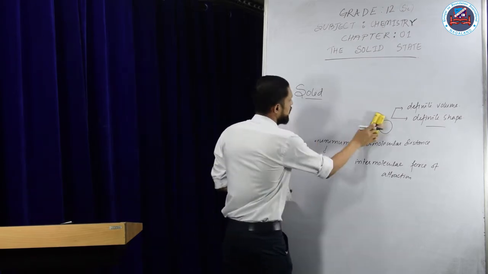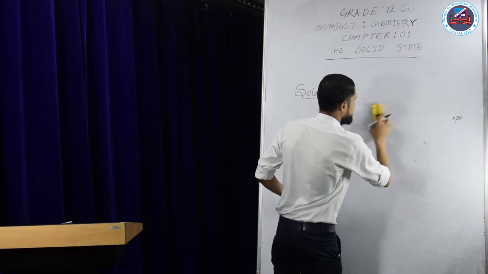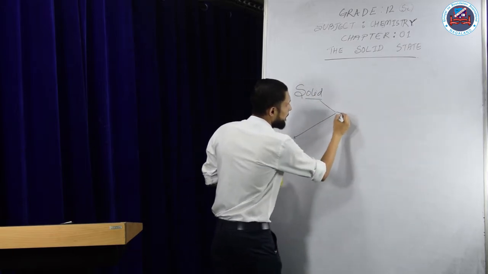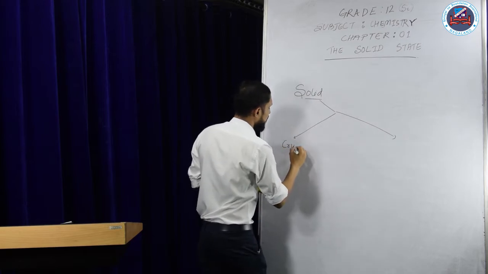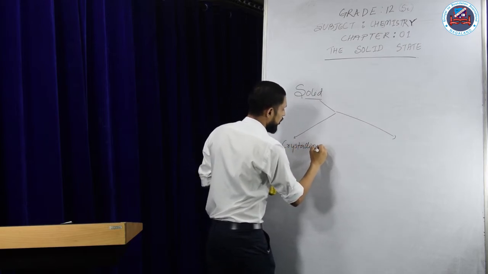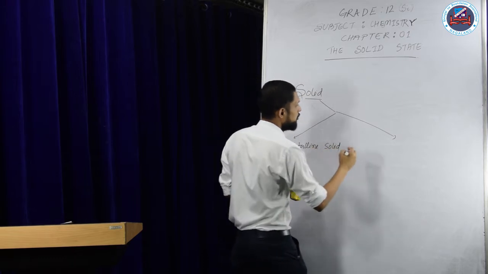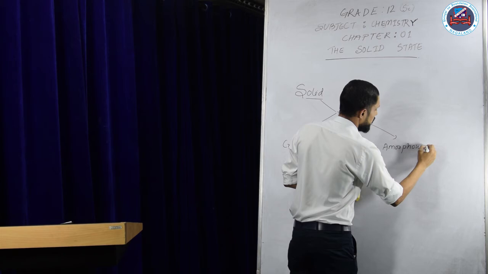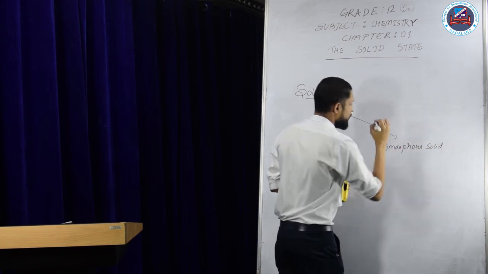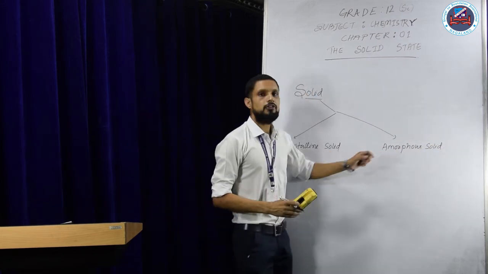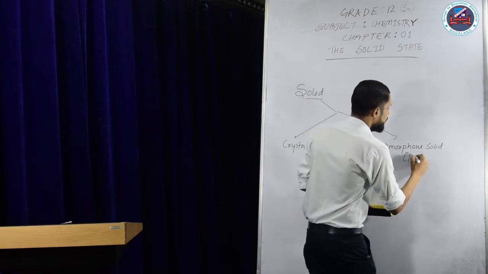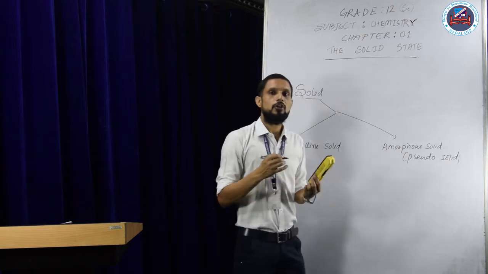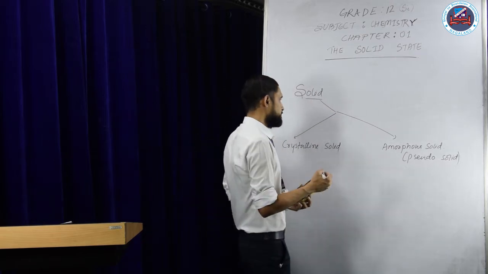Next, the classification. Solids are classified into two types. They are crystalline solid and amorphous solid. Amorphous solid is also known as pseudo-solid and is also known as supercooled liquid.